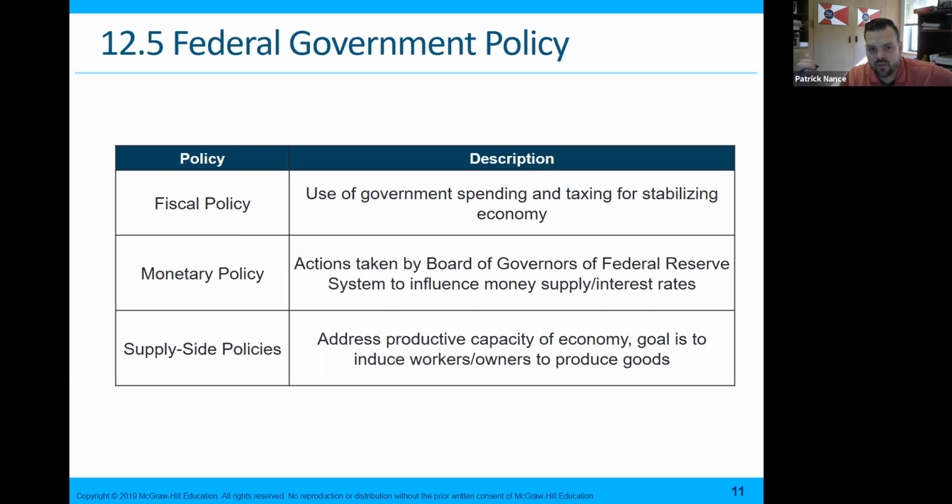So they control monetary policy. The discount rate controls a lot of what the interest rates are for lending money out. Another one is reserve requirements.